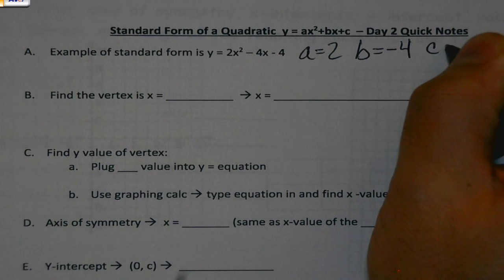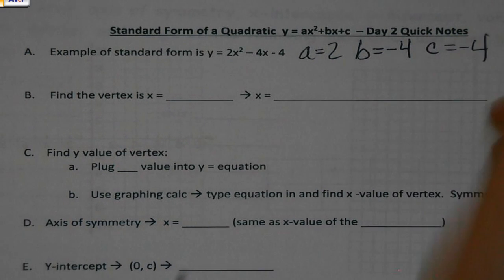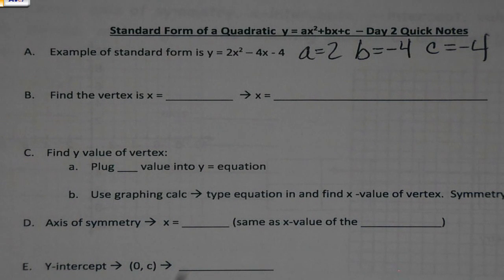When we're doing vertex form, my second number would be switched, the one in the parentheses. But standard form, what you see is what you get. So 2, -4, and -4 are my A, B, and C values. That's why we got the help sheets here.